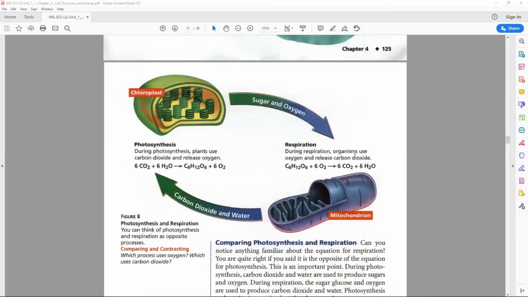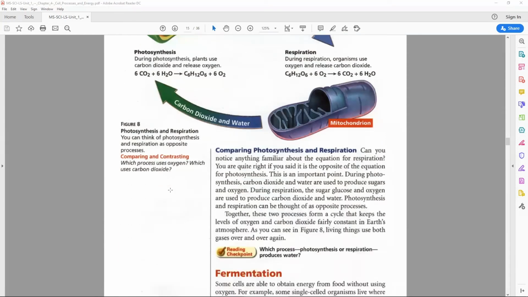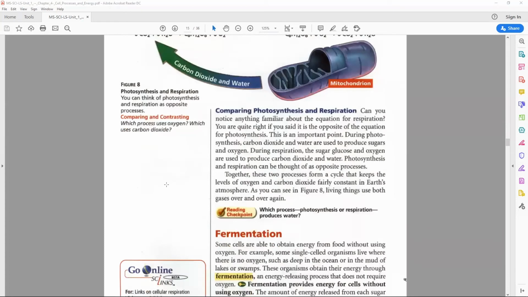During respiration, the organisms use that oxygen and release carbon dioxide. So the sugar plus the 6 molecules of oxygen yields 6 molecules of carbon dioxide and 6 molecules of water. And the carbon dioxide and water then help fuel the photosynthetic reaction, and then those fuel the respiration reaction. Comparing photosynthesis and respiration.